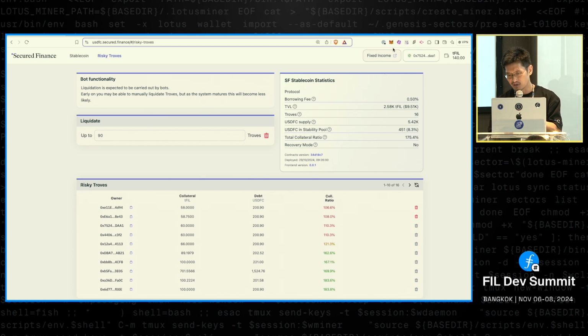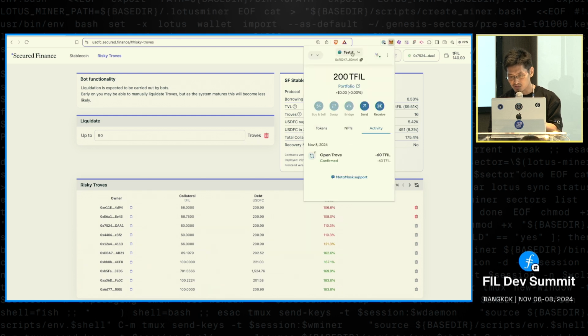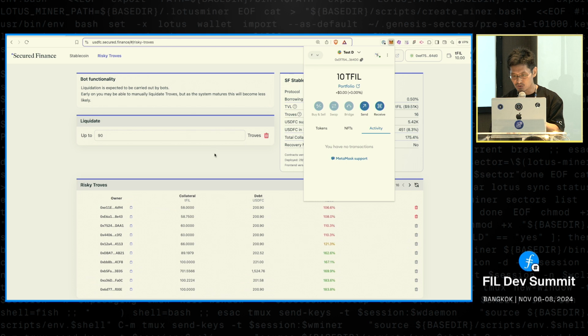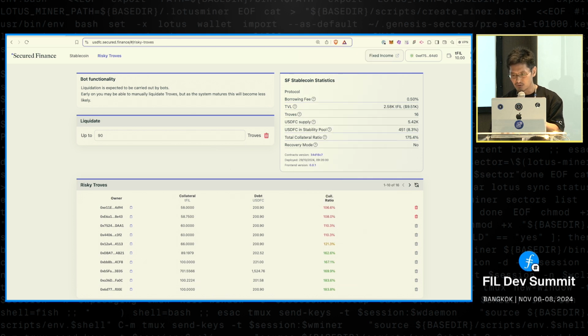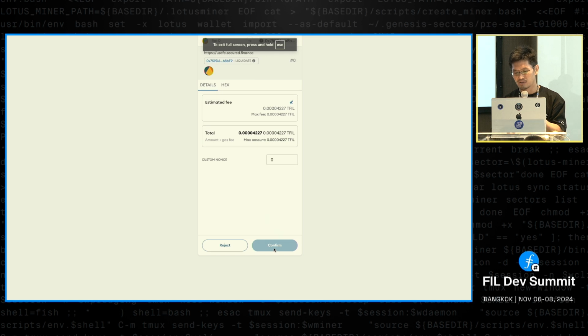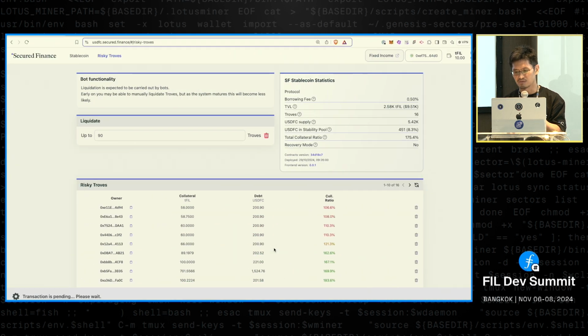Liquidator, okay, I think I'd better change to the other guy so that we can make sure of the money flow. He only has 10 T-FIL and 0 USDFC, right? And then let me trigger the liquidation. Liquidation is just one click, and that's it. And you confirm the transaction, triggering the liquidation.